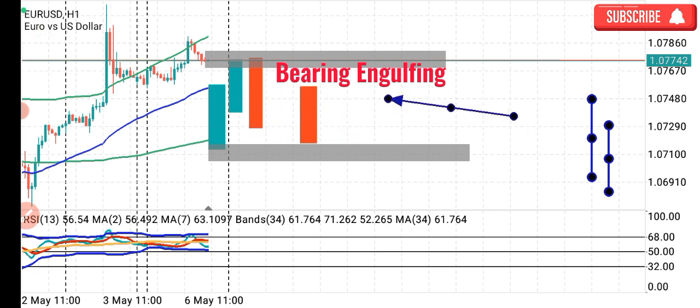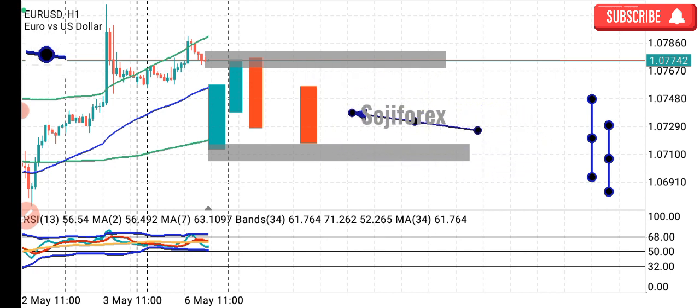So these candles are not traded in isolation. You trade them either at a level of resistance or at a level of support, or you are trading them at your trend line zone.